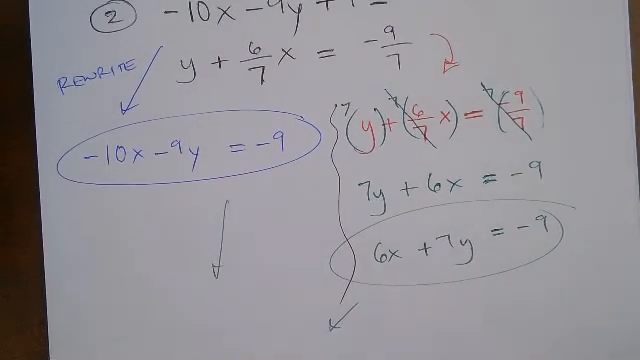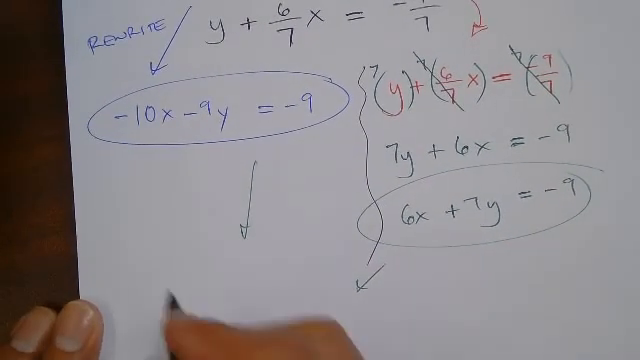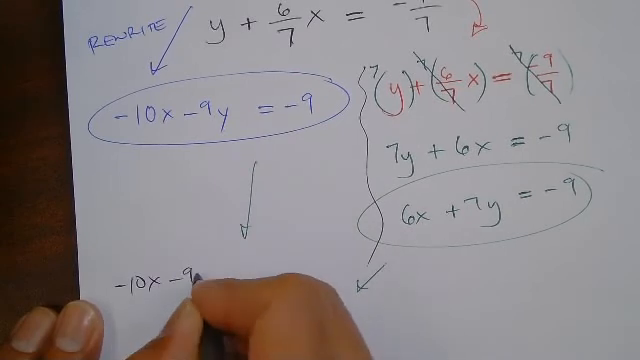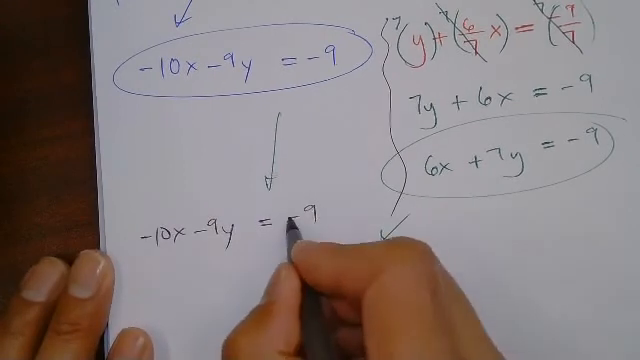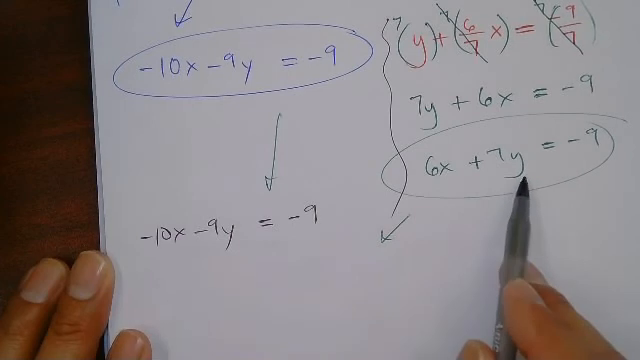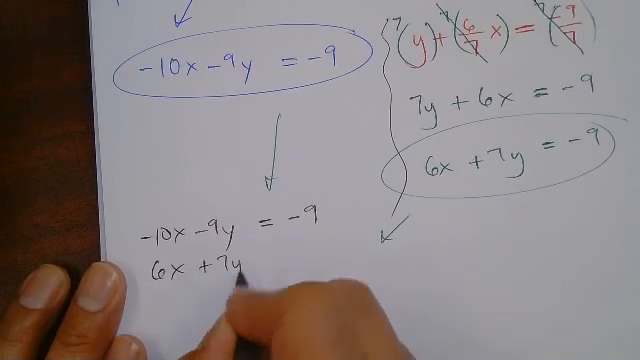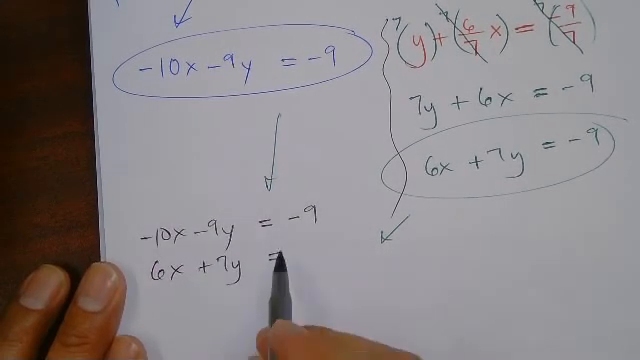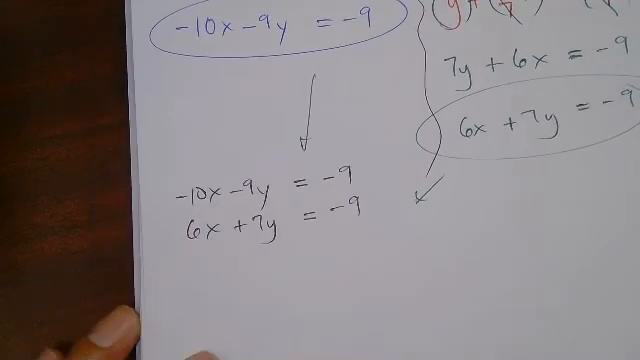And you got to do this work. We got to do this work and rewrite them just to do what? Just to get our problem set up and be able to start, right? Our system is going to be what? The negative 10x minus 9y equals negative 9. Our system in standard form is this top equation that we fixed, the first one that we fixed, and then this one goes under it, right? Or above, it doesn't matter. 6x plus 7y equals negative 9.